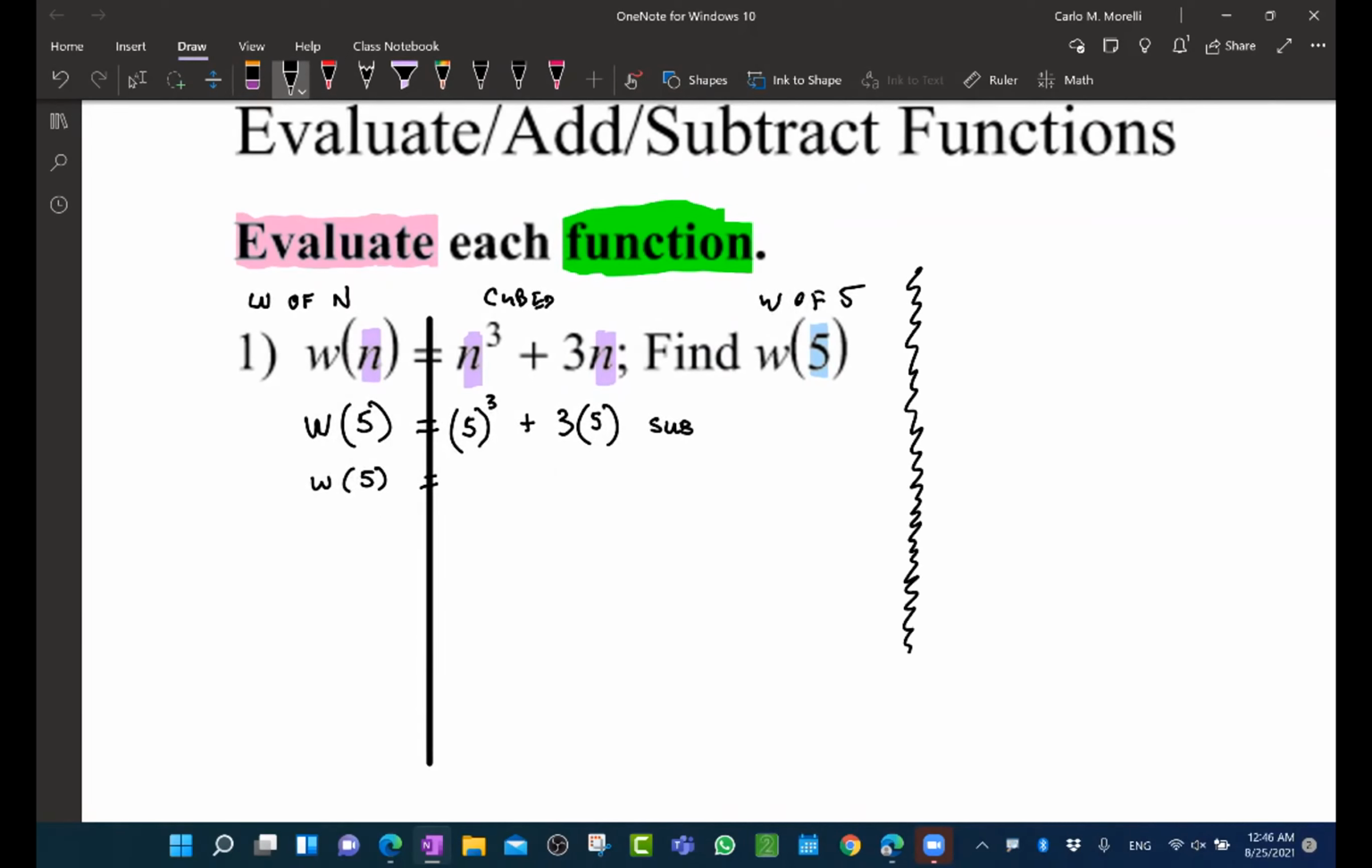I'd like to see everybody do this. And this is our side work section. So the first side work we're going to do is this one. We're going to take the 5 and we're going to cube it. Now that is equal to 5 times 5 times 5.